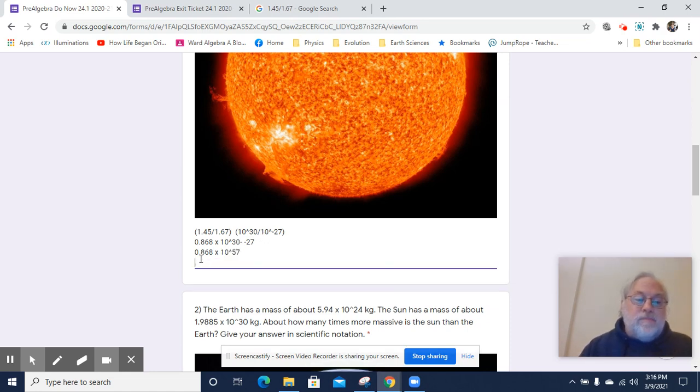We got to make 0.868 10 times bigger, so it'll be 8.68 times 10 to the, we got to make that 10 times smaller, so 10 to the 56 hydrogen atoms on the sun. Approximately. This is rounded, of course.